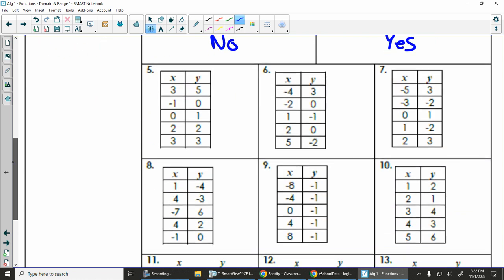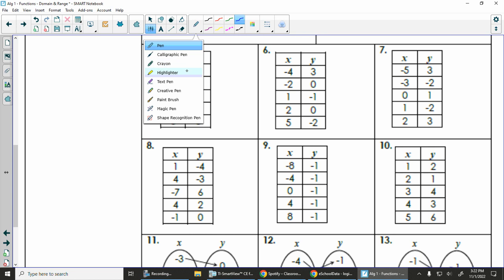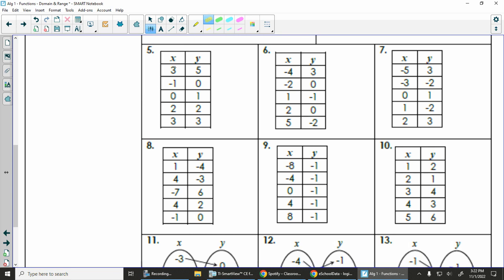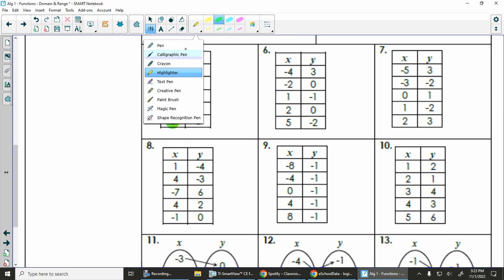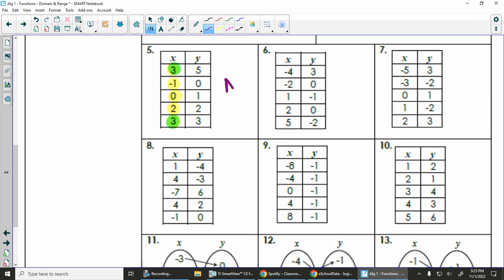Okay, so for number 5, once again, I'm just looking at all my x values. I have a 3, a -1, a 0, a 2, and then a 3 again. So as soon as I see my 3 is used more than one time in that x column, because again, it's always the x's that we are paying attention to for this, that means that automatically this is not a function. You cannot repeat your x's.